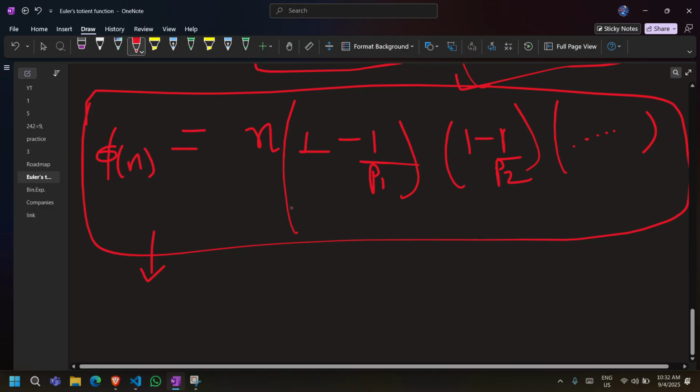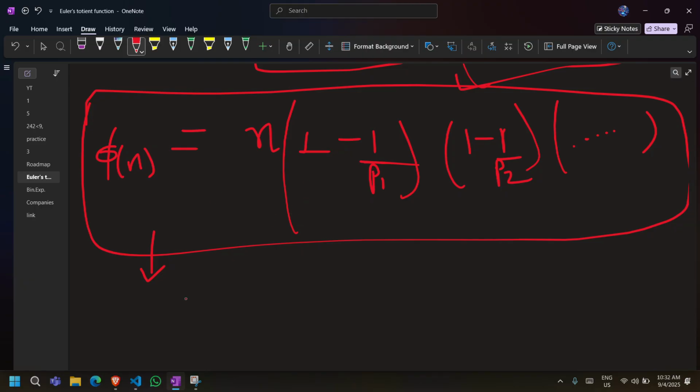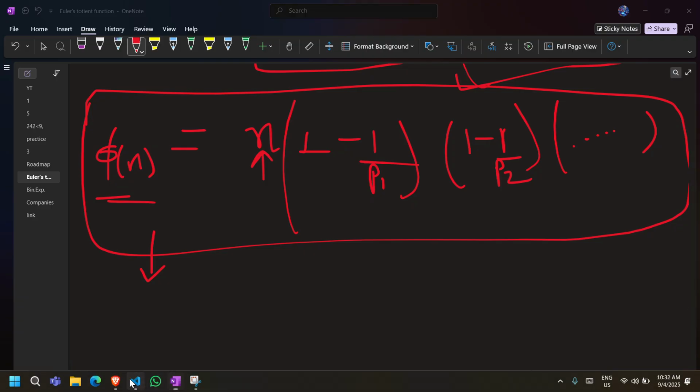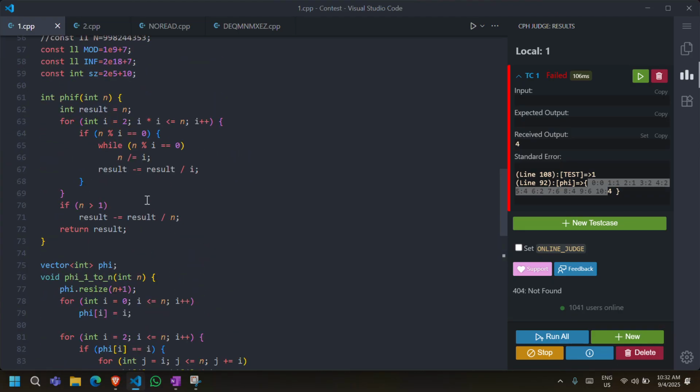So let's see the code, how to write this. First find the prime factorization, or you can do prime factorization at the same time, and you can calculate phi at that time only. So let's see how to calculate phi for an integer n.